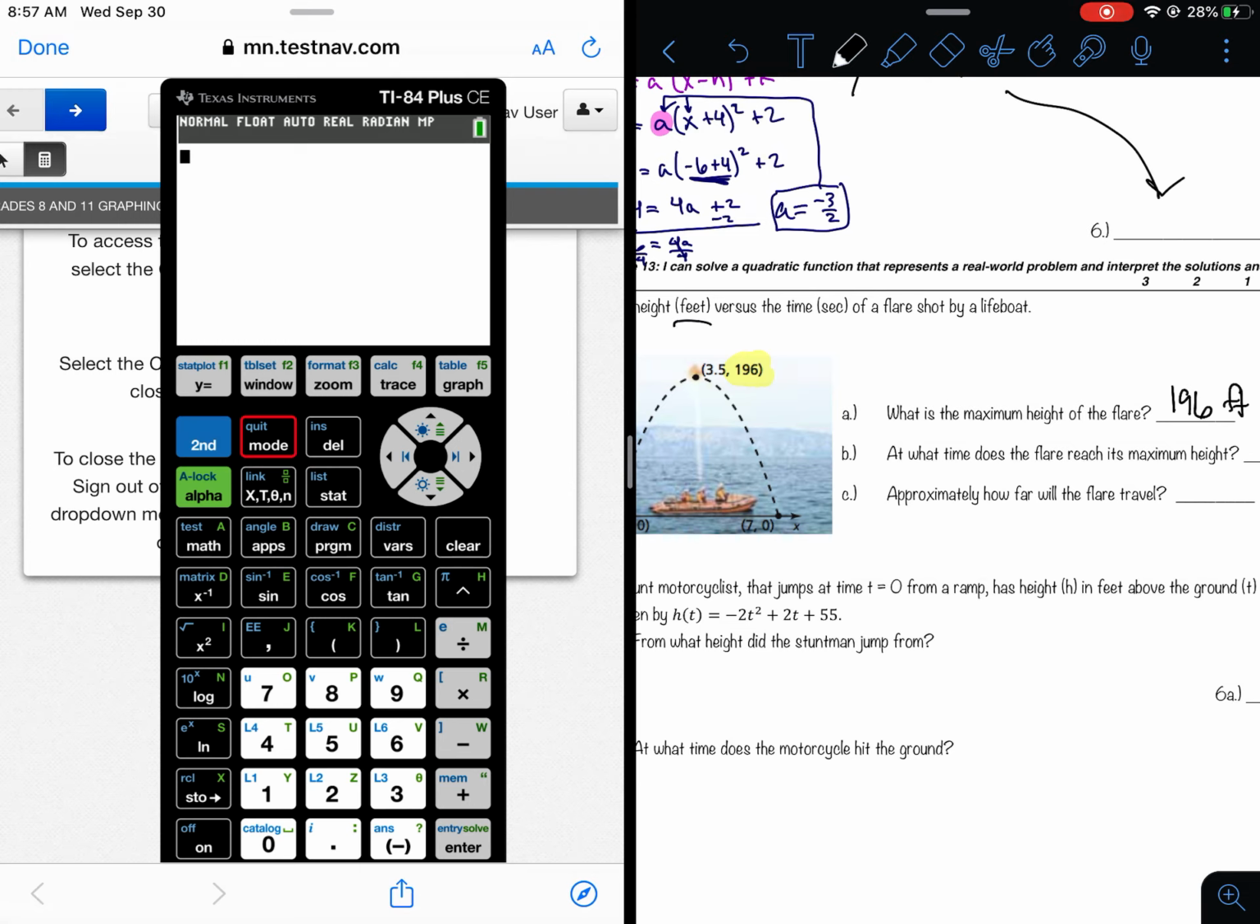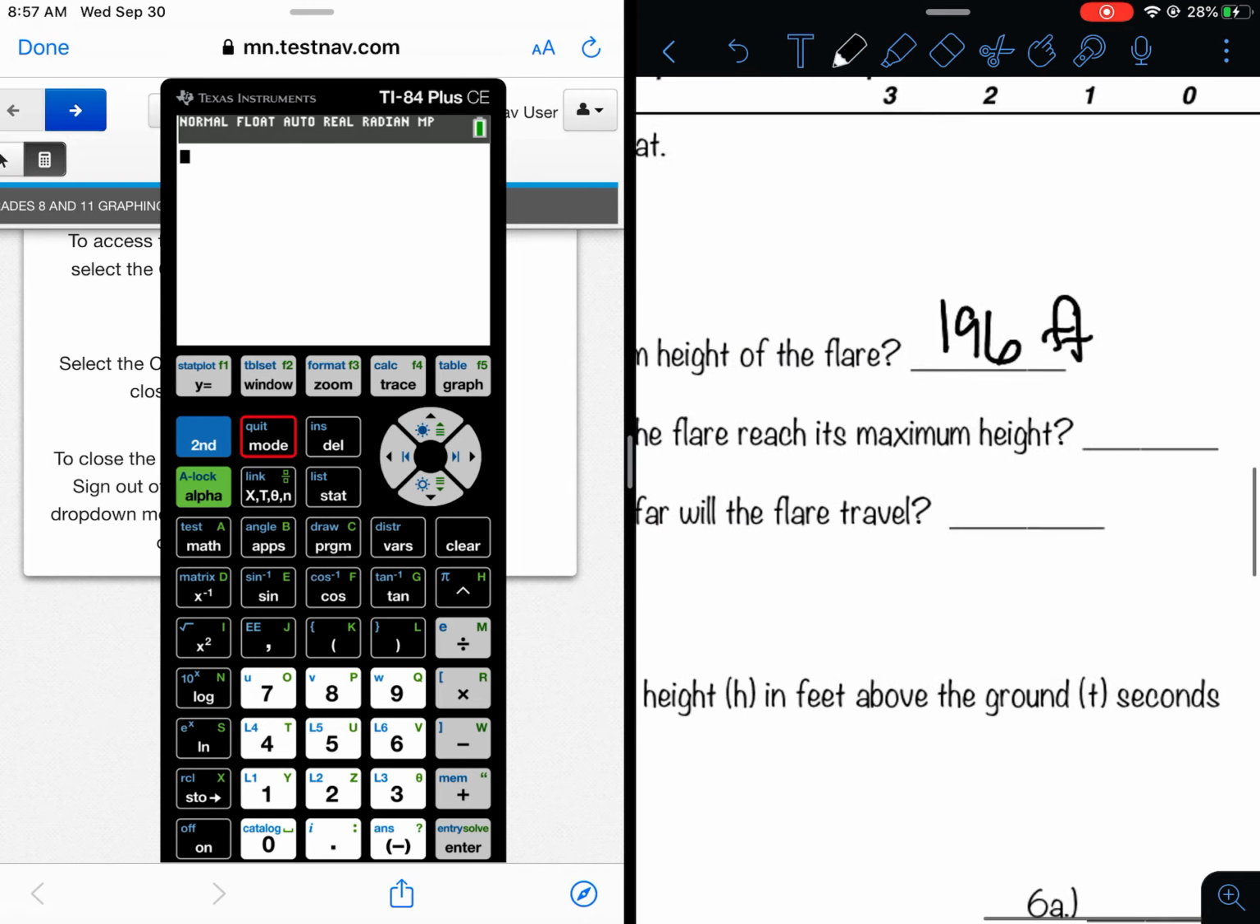It does say that the units are in feet and time is in seconds. What time does the flare reach its maximum height? Well, that is just simply the x value now. So 3.5 seconds it looks like.